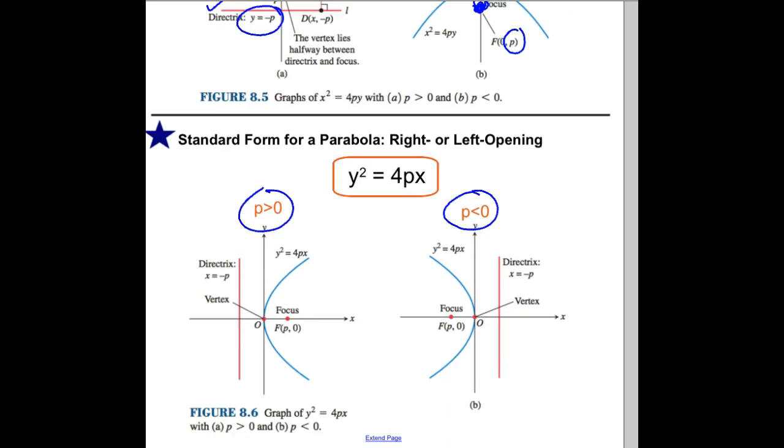Same thing with the side-to-side ones, okay? Your focus is inside your curve. Your directrix now would be a vertical line on the other side of it, and it would have an equation x equals something, okay? And it's always going to be x being the opposite of whatever p was.